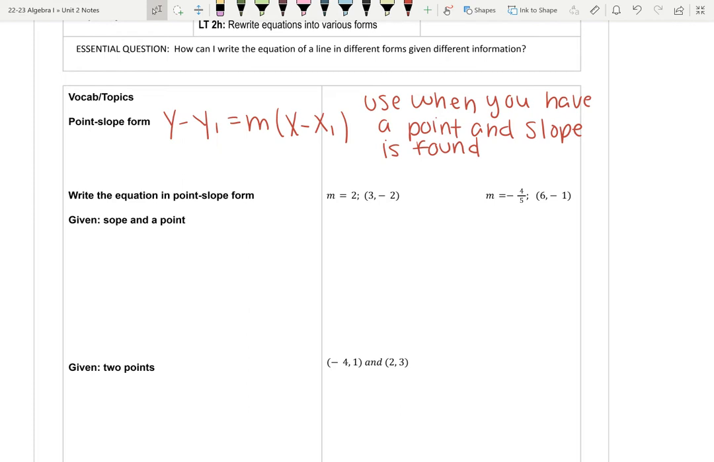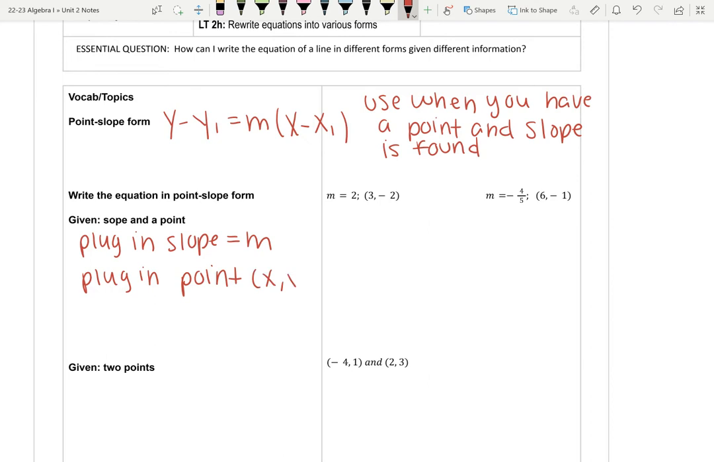So to write an equation in point slope form, given slope and a point. When the slope is given to you, you're going to plug in slope for m, and then you're also going to plug in the point, so the x and the y. And your point, when it's plugged in, will look kind of opposite, and we'll see what that means in a second.